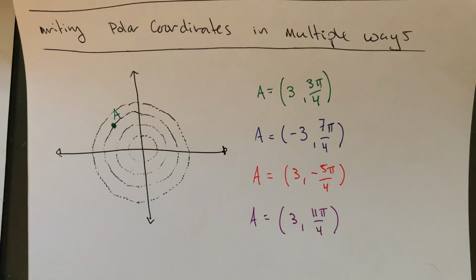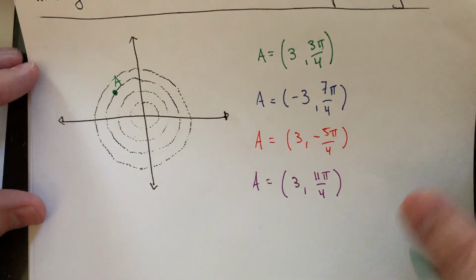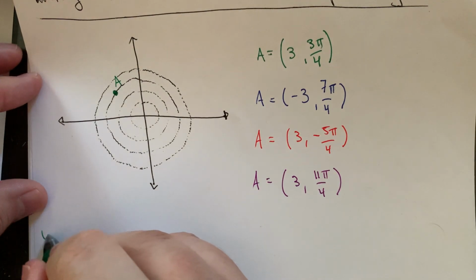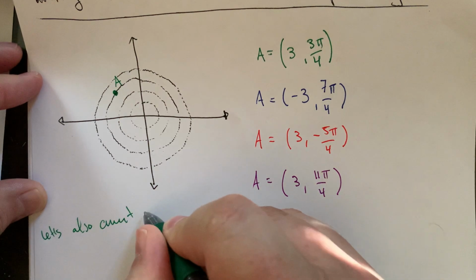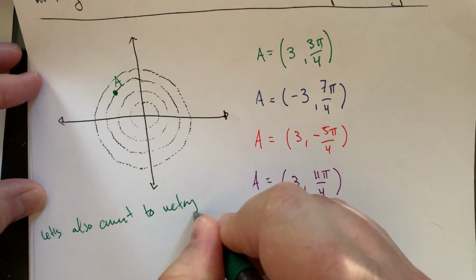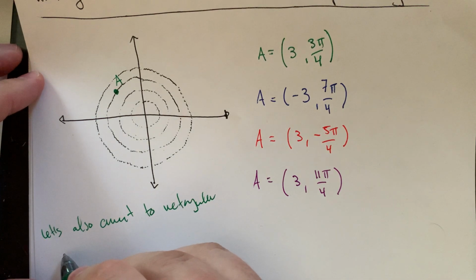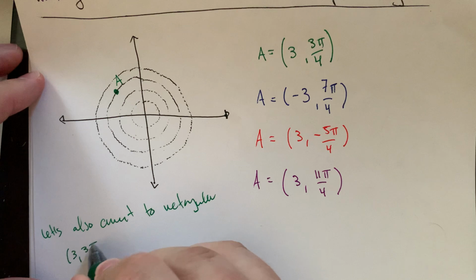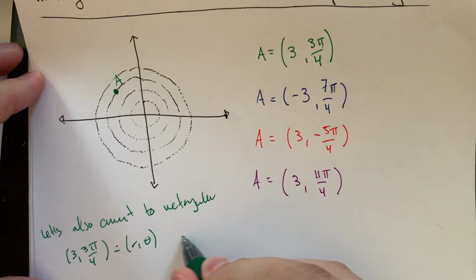Just as a bonus, let's do a quick conversion on this point as well. So this is in polar coordinates. Let's also convert to rectangular, just to have another one of those in the bank. So this was 3 and 3 pi over 4, my radius and my theta.